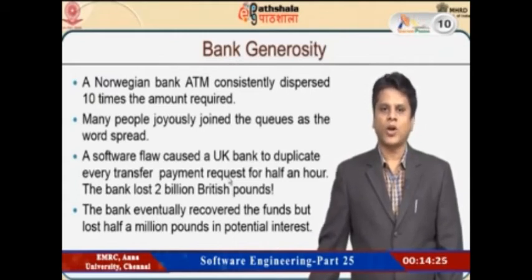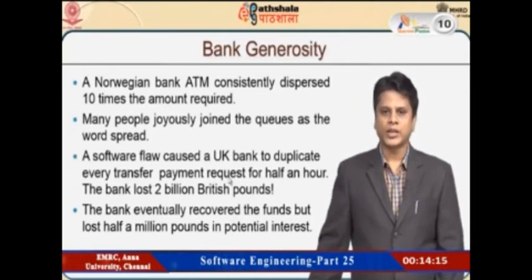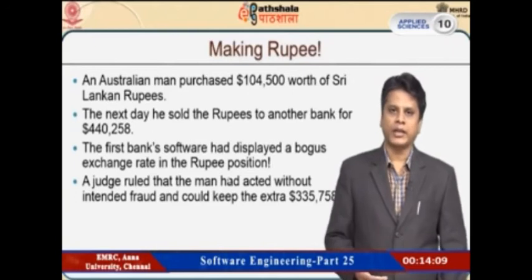A software flaw caused a UK bank to duplicate every transfer payment request for half an hour. So the bank lost almost 2 billion British pounds. The bank eventually recovered the funds but lost £500,000 in potential interest. So that is the problem with the bank even.